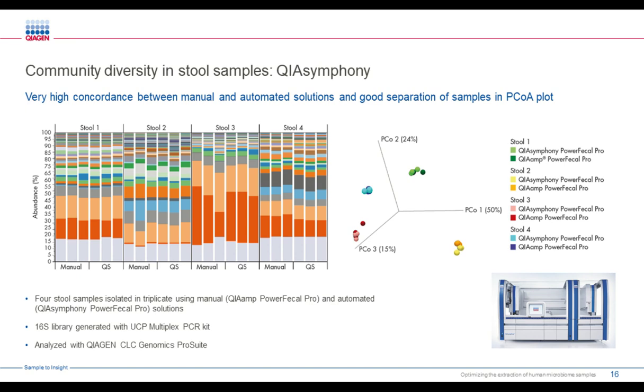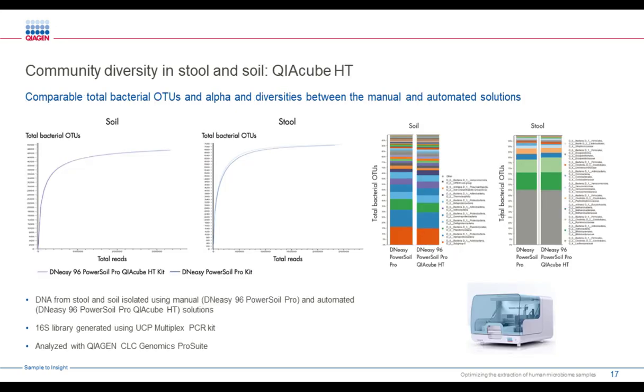So there, we're also very pleased with the performance of the kit on the QIAsymphony, which provides an automated way of doing up to 96 samples in batches of 24. Or on the QIAcube HT, which is a 96 well plate-based method on a vacuum instrument. And there again, we see exactly the same results if we use a stool sample.